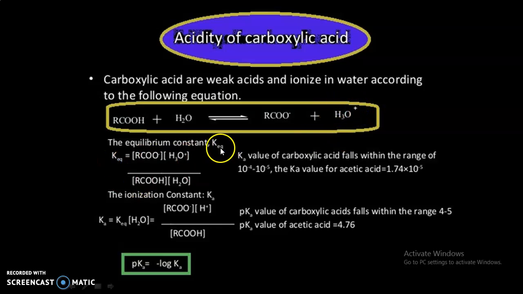The equilibrium constant K equilibrium is indicated as the concentration of carboxylate ion times the concentration of hydronium ion, divided by the concentration of carboxylic acid and the concentration of water molecule. So it indicates the Ka value of the carboxylic acid. It is called the acidity constant. The Ka value of carboxylic acid falls within the range of 10 raised to minus 4 to 10 raised to minus 5. The Ka value for acetic acid is 1.74 times 10 raised to minus 5.